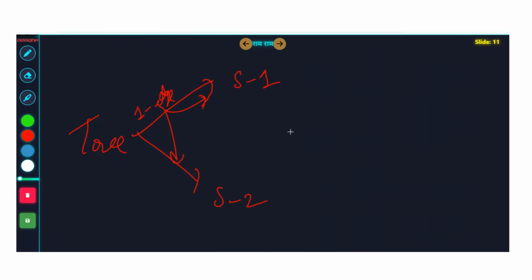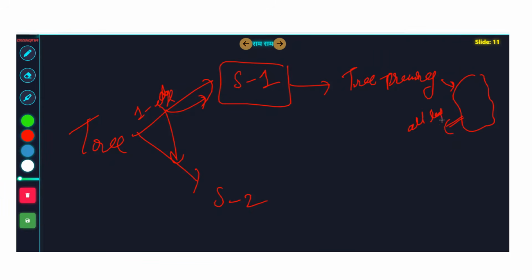So the solution roadmap is like this. Like, you know, the tree, you will break it into 2 subtrees. Like you will destroy one edge and it will lead to subtree 1, subtree 2. To solve this, what you will do? You will do the tree pruning algorithm. The tree pruning algorithm will finally give you a tree which has all leaf values are 1.